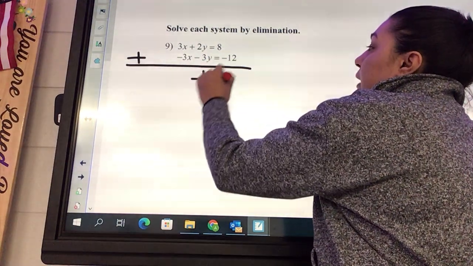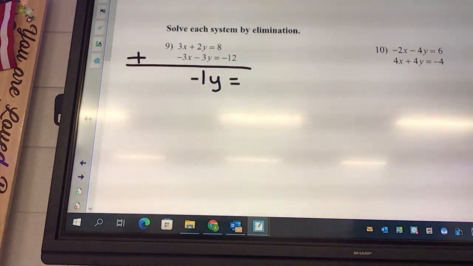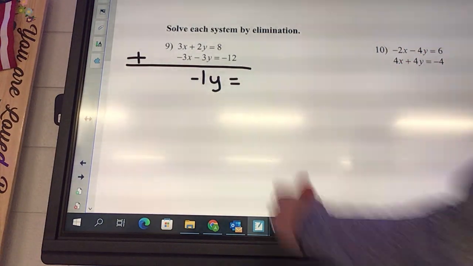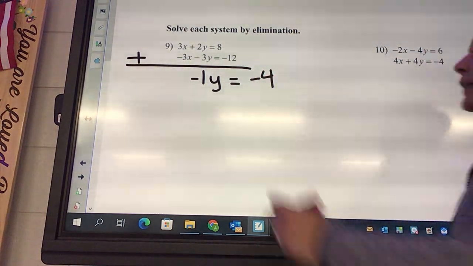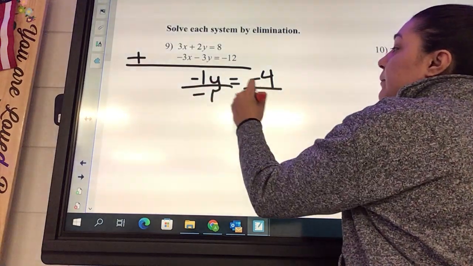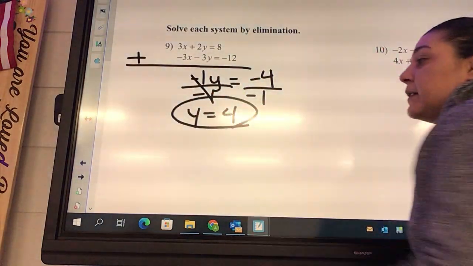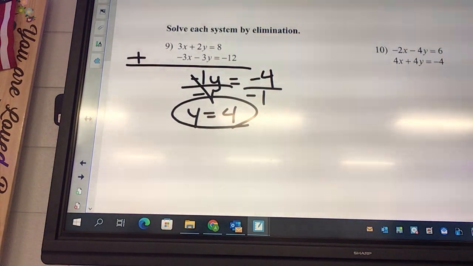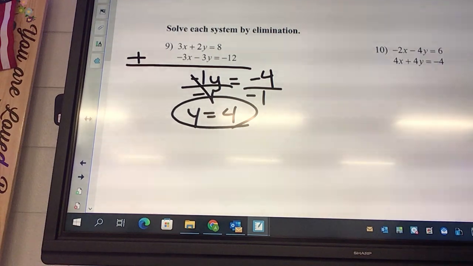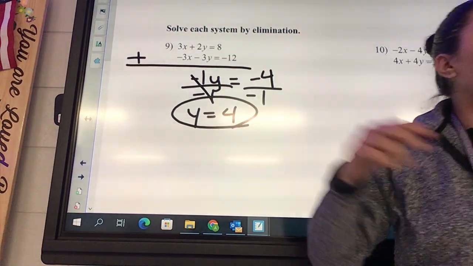Negative 1y equals 8 plus negative 12. Negative 4. And divide by negative 1. y equals 4. Okay, sometimes you're going to get x equals for your first part, and sometimes you're gonna get y, so pay attention, because then some of you guys will try to plug this in for x, and it doesn't say x equals, it says y equals, okay?